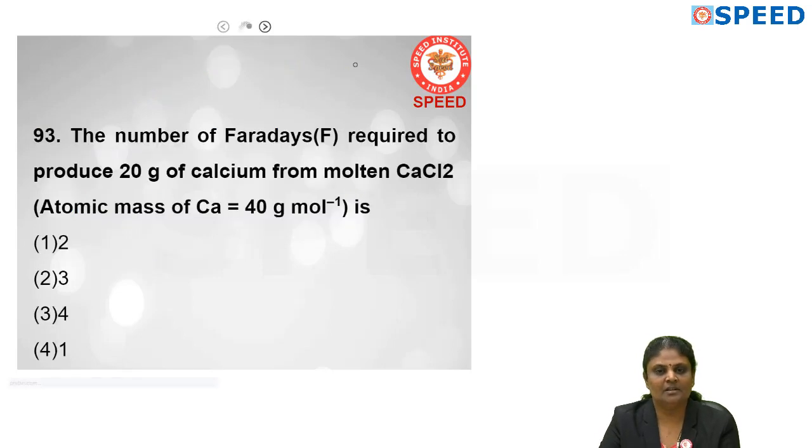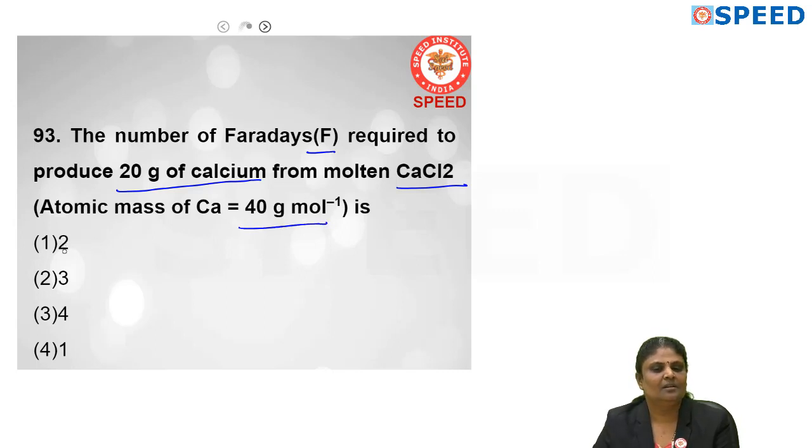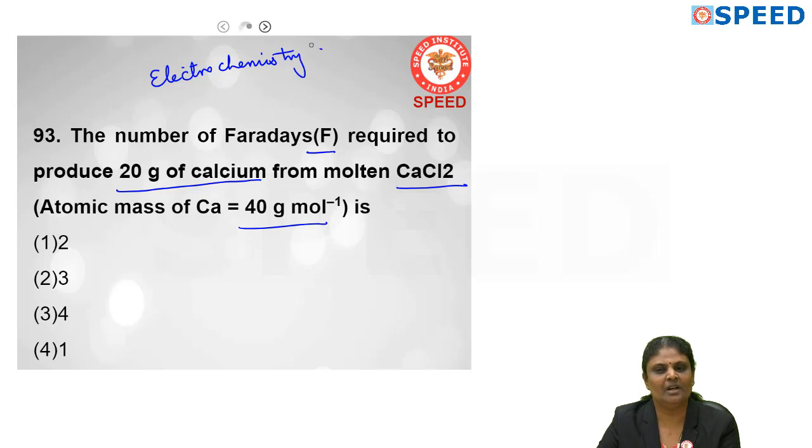And then in this G1 code, the 93rd question is: the number of Faradays, F, required to produce 20 gram of calcium from molten calcium chloride. Okay, so here the atomic mass is given, that is 40 gram per mole. So the options are 2, 3, 4, 1. So this question is from the electrochemistry chapter. So this is also a very simple calculation.